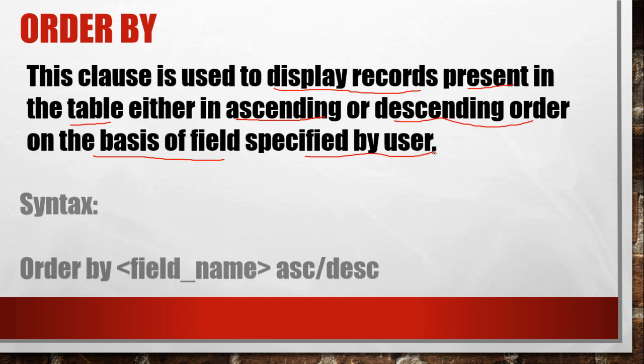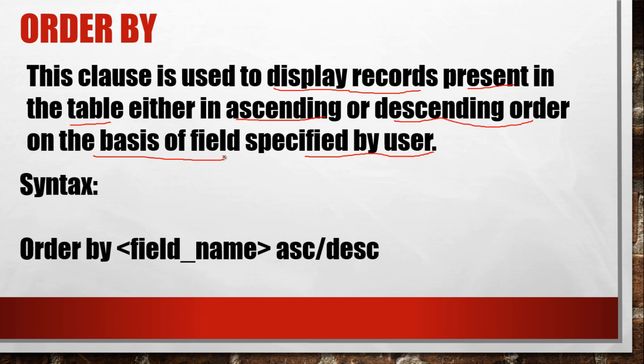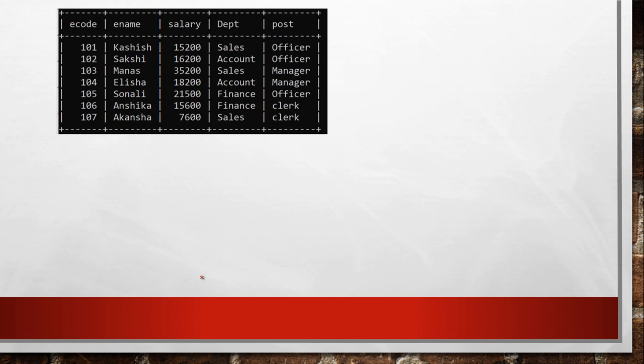So the syntax is, first you have to write order by, then you have to write the field name, and if you want to view in ascending order then you will write ASC, and if you want to see the records in descending order then you will write DESC. This field name is a must, because on the basis of this field name the system will arrange the records. So let's see an example of it.